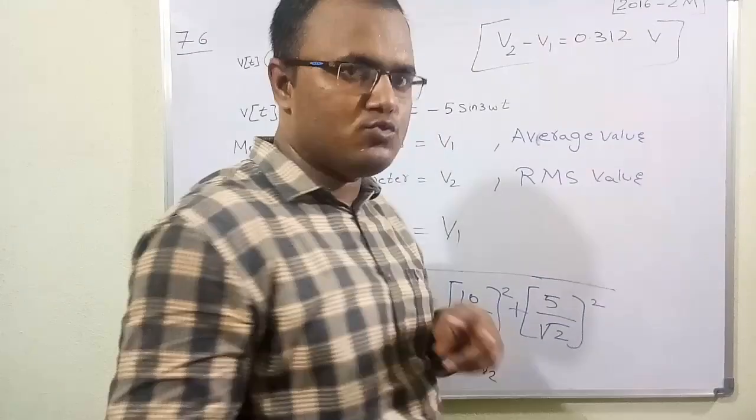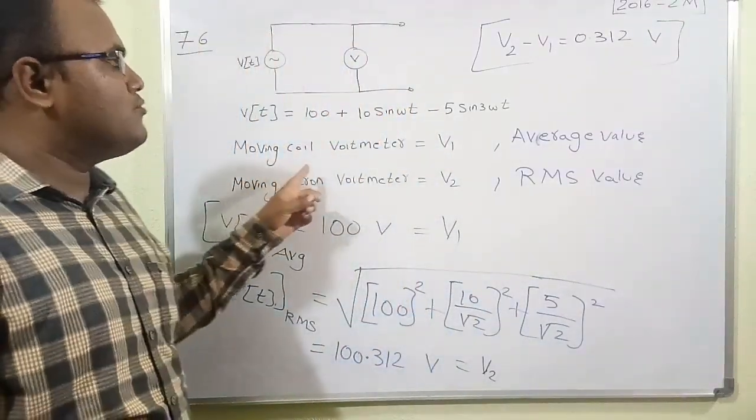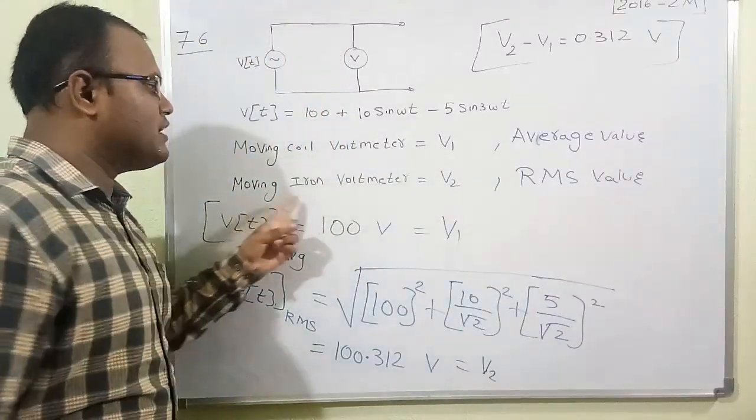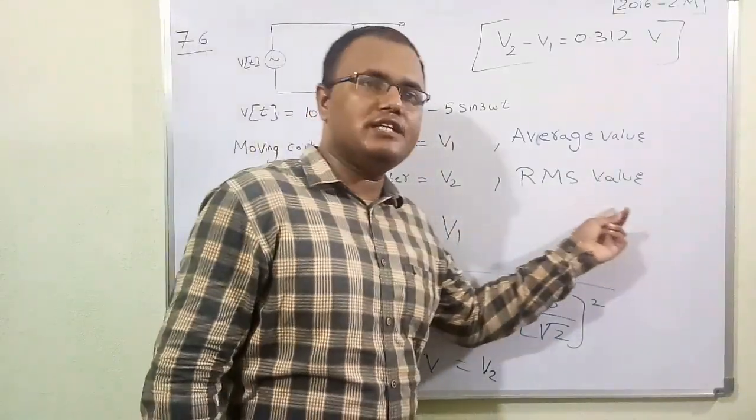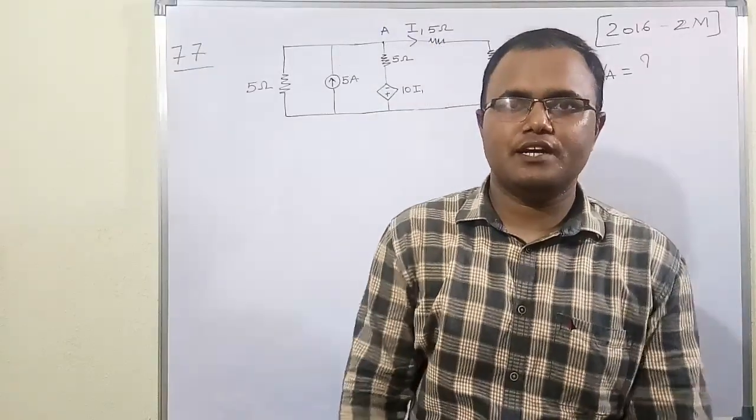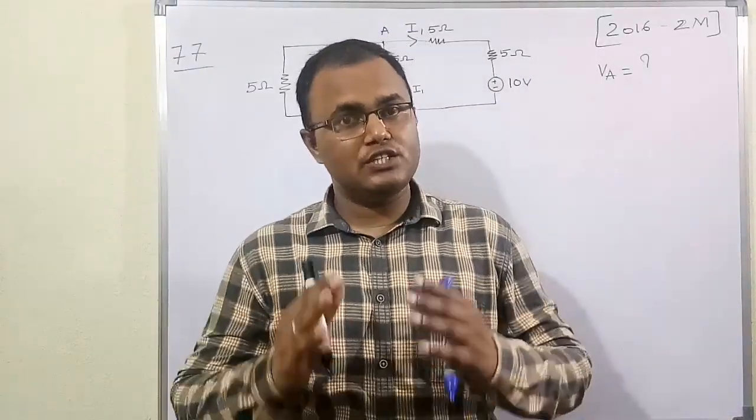So just remember two things. The moving coil voltmeter reads only the average value, and the moving iron voltmeter reads only the RMS value of the supply. So after solving the previous numerical, we will move forward to do another numerical.